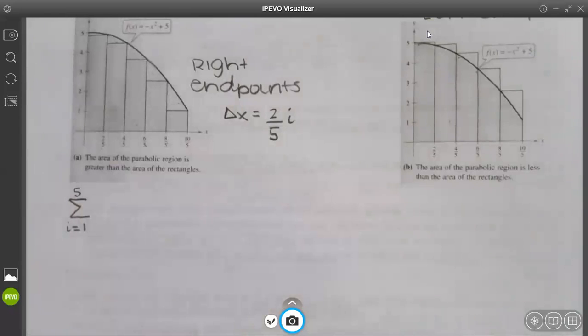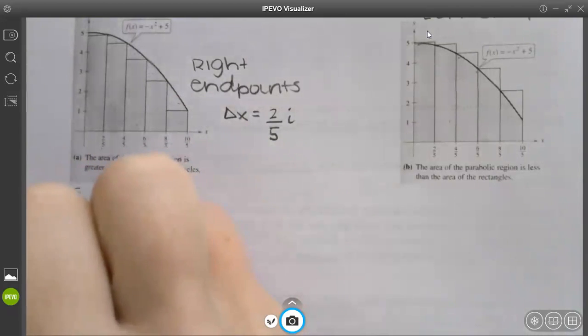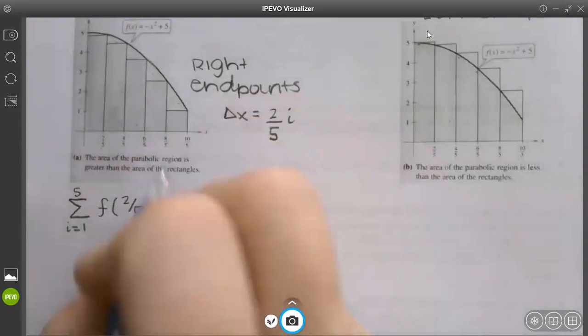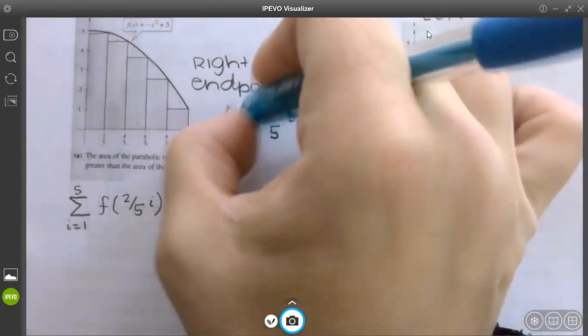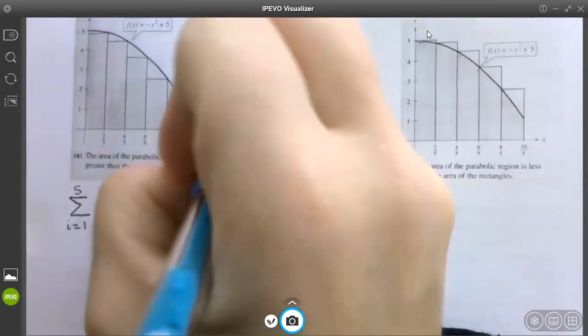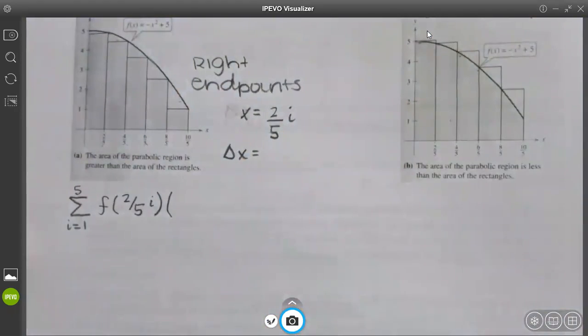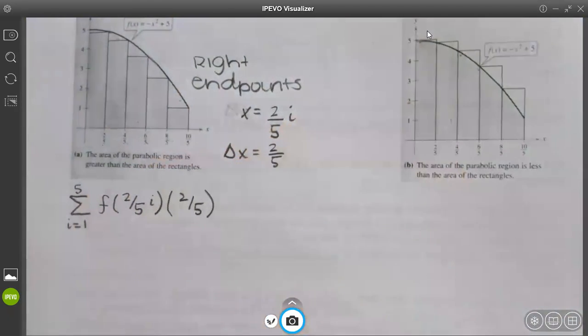So the next thing that you're going to do, remember on that last example that we had of our summations, we had that f of x_i and then times delta x. That's exactly the formula that we're going to use right here. So you would do f of 2/5 i, and your delta x, sorry, this is your function. This is your x. Your delta x is going to be the change in your x, what's the spacing? It's just going to be 2/5. Sorry, y'all. If you're writing in pen, I apologize.